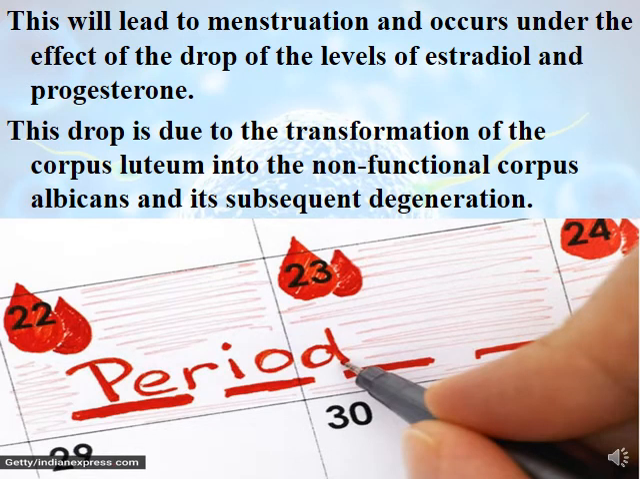So as I said, this will lead to the menstruation and occurs under the effect of the drop in the level of both hormones, estradiol and progesterone. What is the cause of this drop? It is due to the transformation of the corpus luteum, the yellow body, into the non-functional corpus albicans, the white body, and the degeneration of the latter.